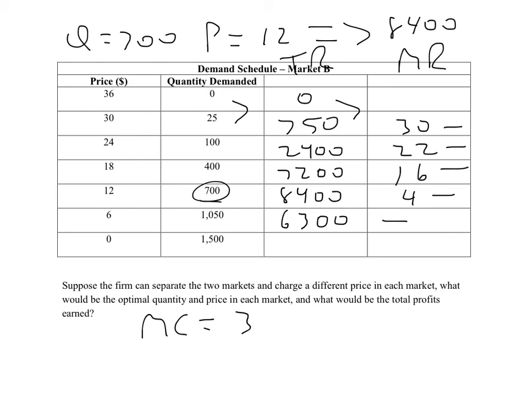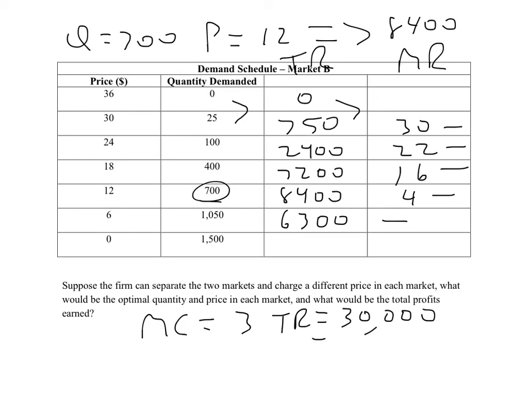Now, this question wants to know what our profits would be. Again, we're price discriminating. We're charging different prices in the two markets. If we add Market A's revenue, $21,600, to Market B's revenue, $8,400, that gives us total revenue in the two markets of $30,000. 21,600 plus 8,400, that's $30,000.